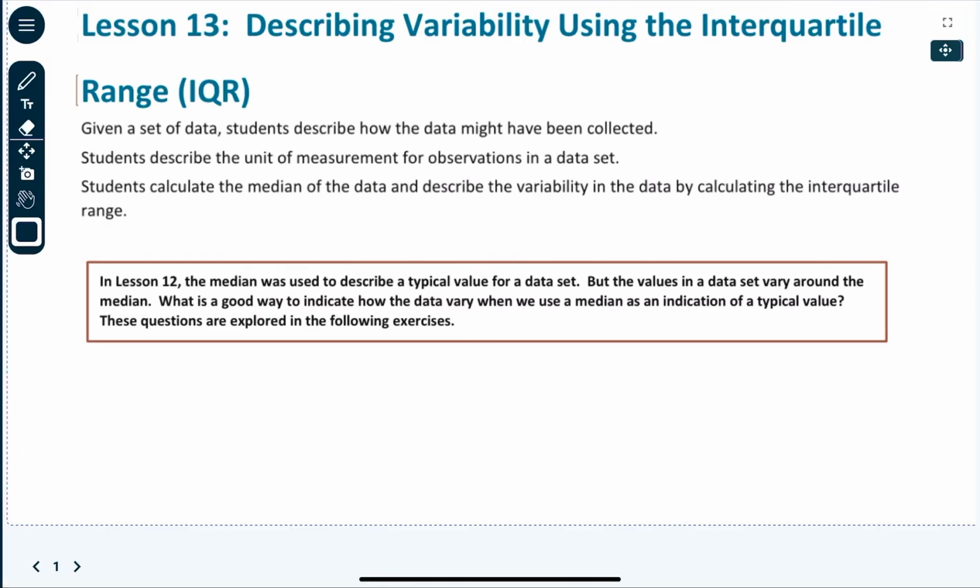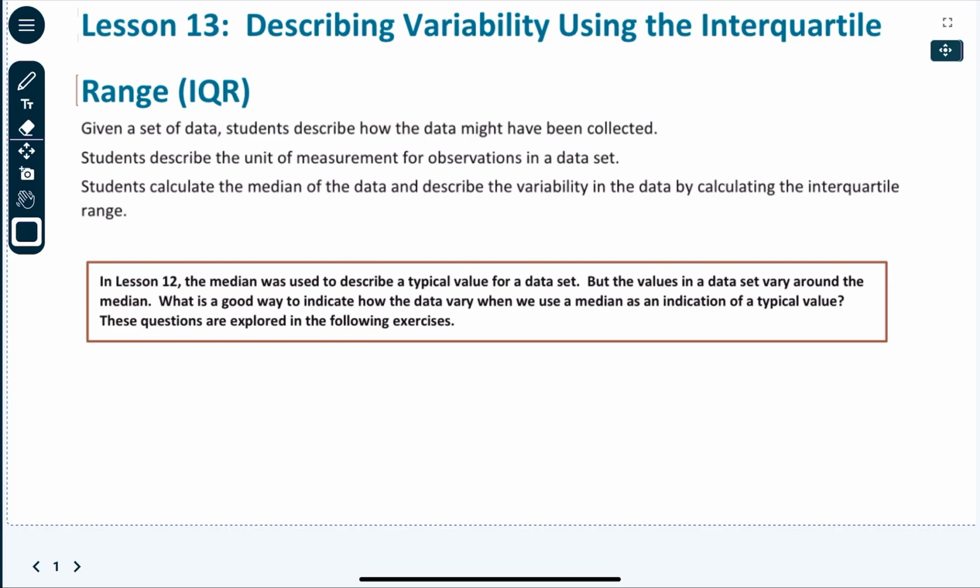This is Math 6, Module 6, Lesson 13, describing variability using interquartile range, or the IQR. Now, given a set of data, students will describe how the data might have been collected. Students describe the unit of measurement for observations in a data set, and students should calculate the median of the data and describe the variability in the data by calculating the interquartile range.